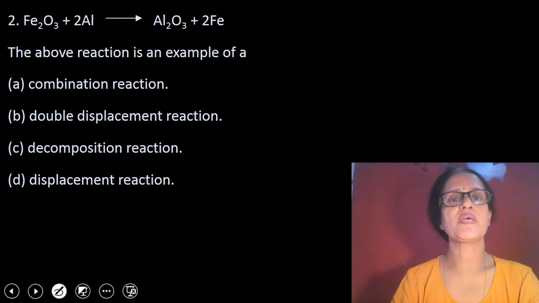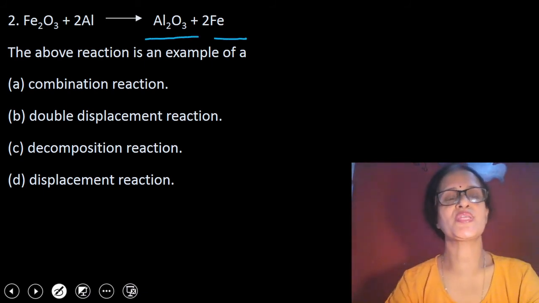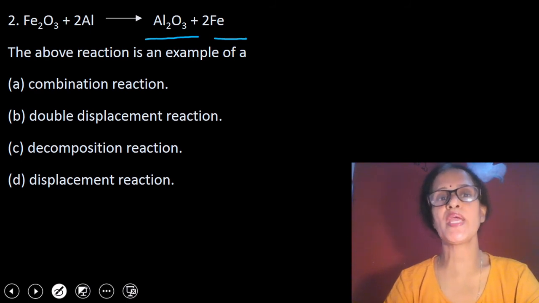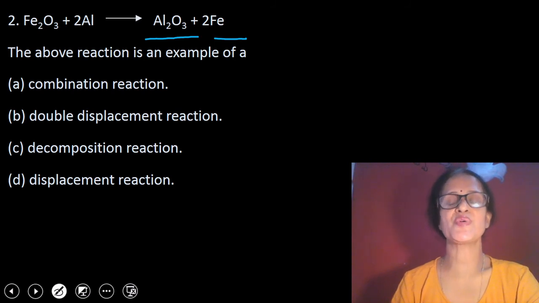Now the next question. In this question you have been given a chemical reaction and they are asking you to identify the reaction. So you can see here this reaction involves the reaction of Fe2O3, which is ferric oxide, with aluminium. The products are aluminium oxide and iron. So the reaction is Fe2O3 plus 2Al gives you Al2O3 plus 2Fe. So for answering this question, we will go to the previous slide and we will check there out of iron and aluminium which is more reactive metal.